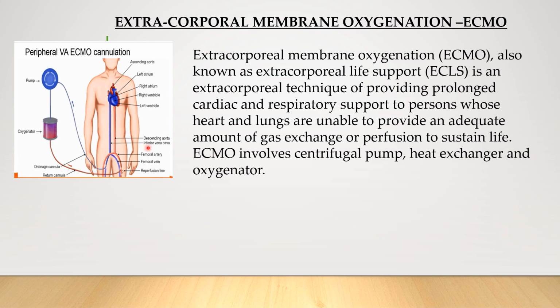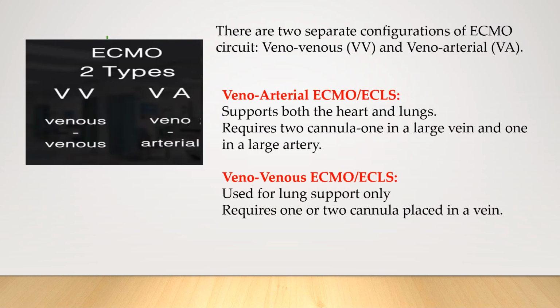So basically, when the heart or the lungs aren't performing properly, maybe there could be lung disease or heart disease, at that time we give this life support or the membrane oxygenation, which is called ECMO. So there are two separate configurations of ECMO. One is Veno-Venous and the other Veno-Arterial.